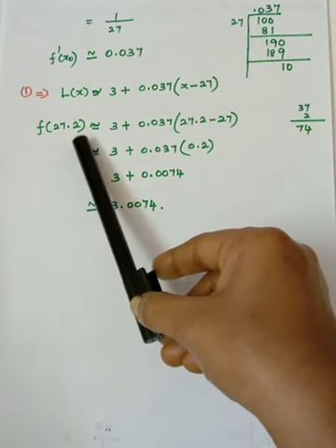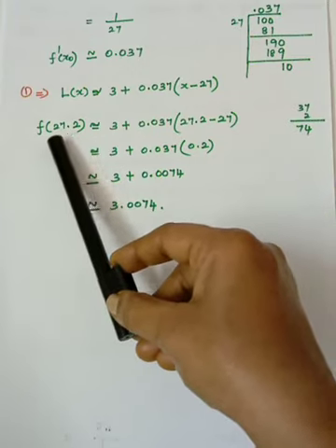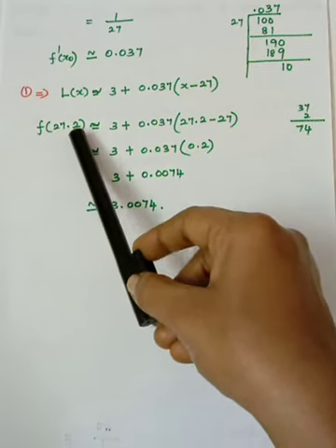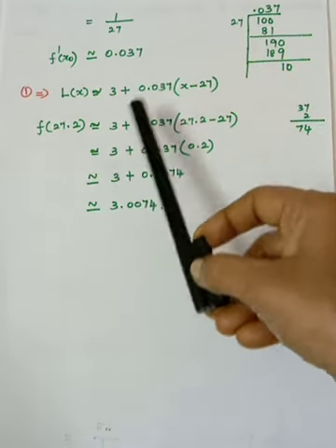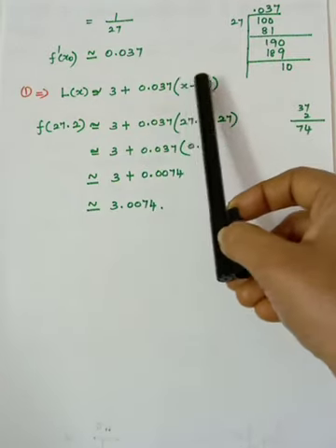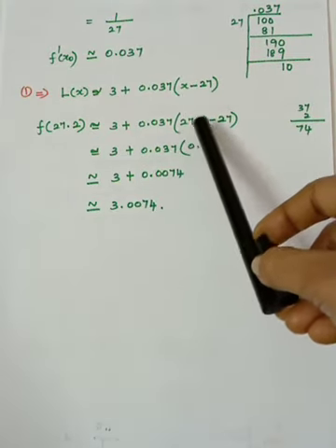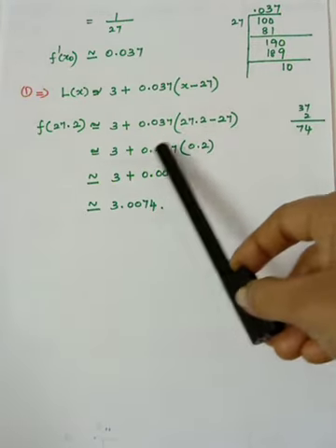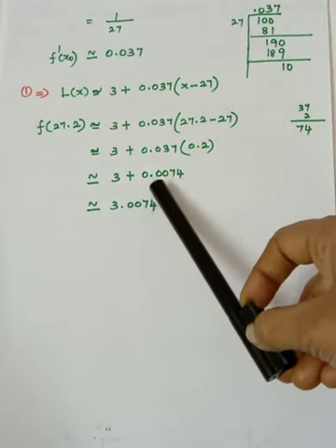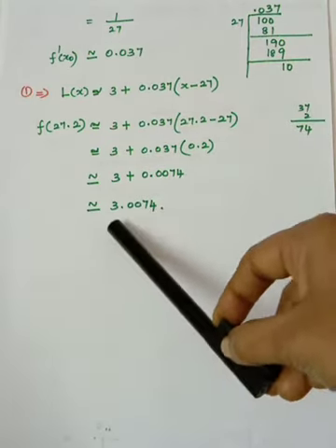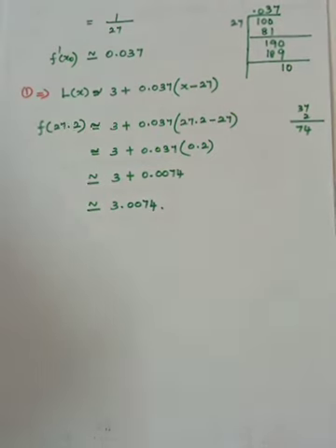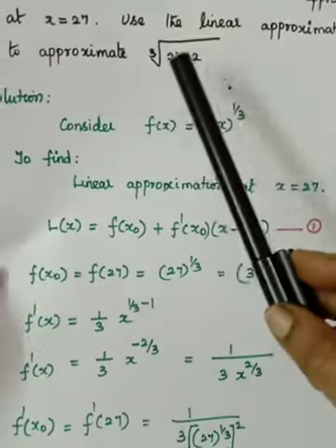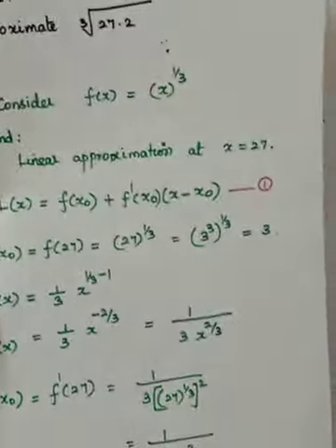We have to find the approximation for 27.2. So therefore f of 27.2. So here in the place of x, now you are having 27.2. So therefore 3 plus 0.037 into, in the place of x you have to substitute 27.2 minus 27. So if you subtract, your answer is 0.2. So if you multiply these two, you will get the answer as 0.0074. It is added with 3, you will get 3.0074. So this is the approximated value for cube root of 27.2.